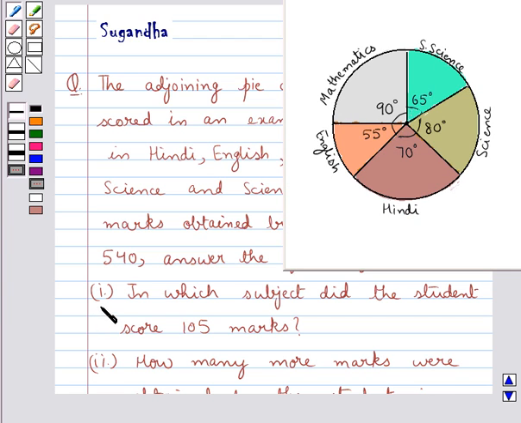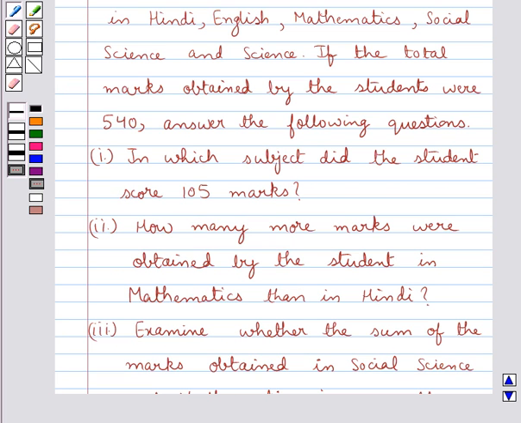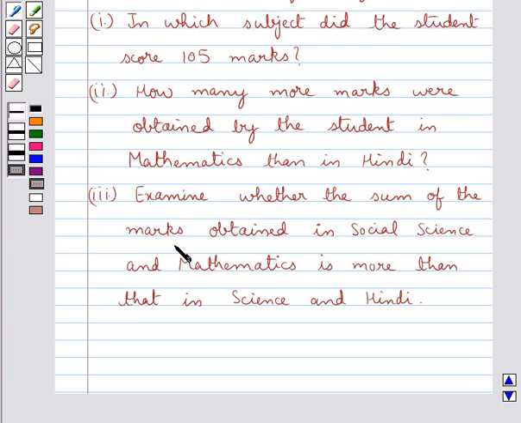First part of the question is, in which subject did the student score 105 marks? Next part is, how many more marks were obtained by the student in mathematics than in Hindi? The third part is, examine whether the sum of the marks obtained in social science and mathematics is more than that in science and Hindi.